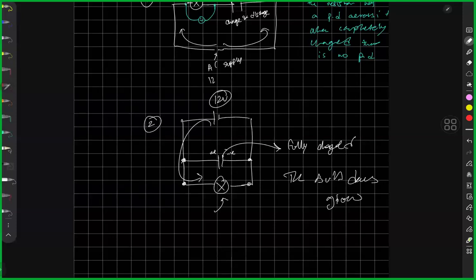But anyways, you have a DC supply and the bulb will glow. Granted, it's in a parallel setup with the capacitor. Okay. It doesn't matter if the capacitor is charged or not charged.